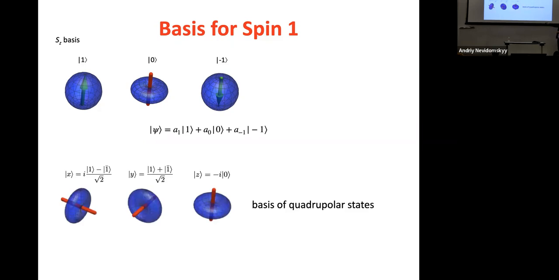In fact, you could form an orthogonal basis. And if you take any linear superpositions of this x, y, and z with real coefficients, you get yourself what's known as a quadrupolar state. It's a state that has quadrupolar moment, but does not have magnetic dipolar moment. Right? So it behaves like an L equal 2 object, not L equal 1, if you wish, L being the angular momentum.